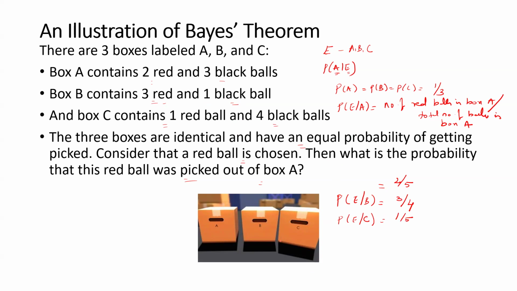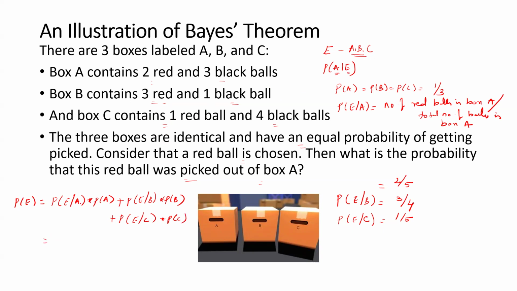Now we have to find the evidence E, that is the probability of E. It is given as probability of E given A into probability of A, plus probability of E given B into probability of B, plus probability of E given C into probability of C.